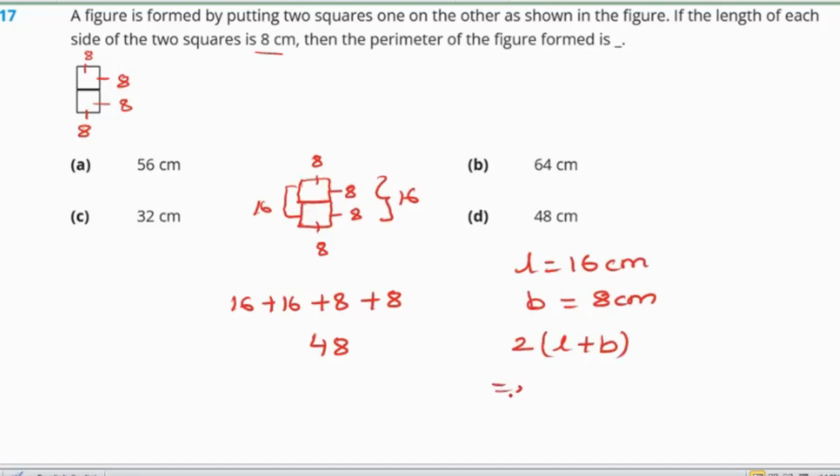And if we are going with that, so 2 times 16 plus 8. 16 plus 8 is 24. 2 times 24, we will be getting 48 centimeters. So our correct answer has to be option D, which is 48. We can go with either of these.